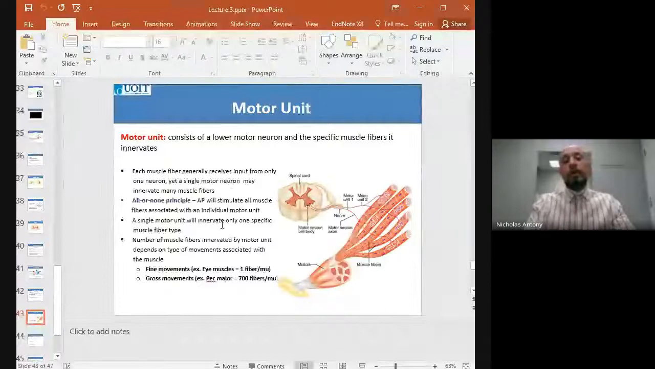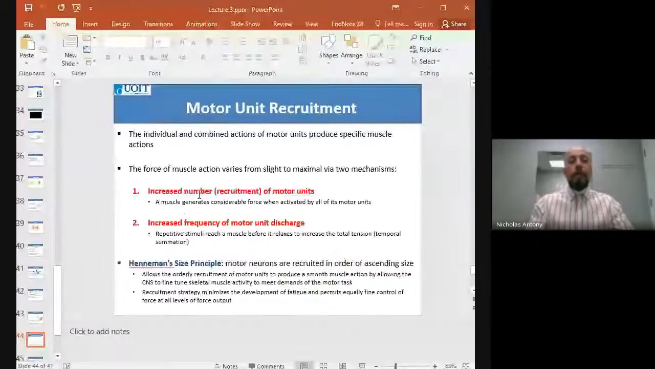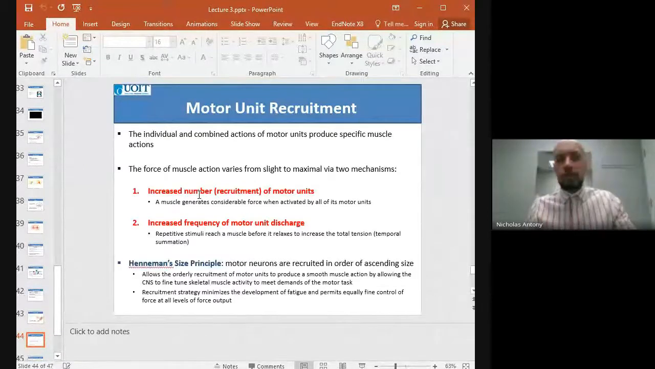Here's a slide reiterating the motor unit and how it's an all-or-none response. And then I did want to bring up the recruitment of motor units. I don't think there are any tract questions. I just was reviewing it so you're aware.